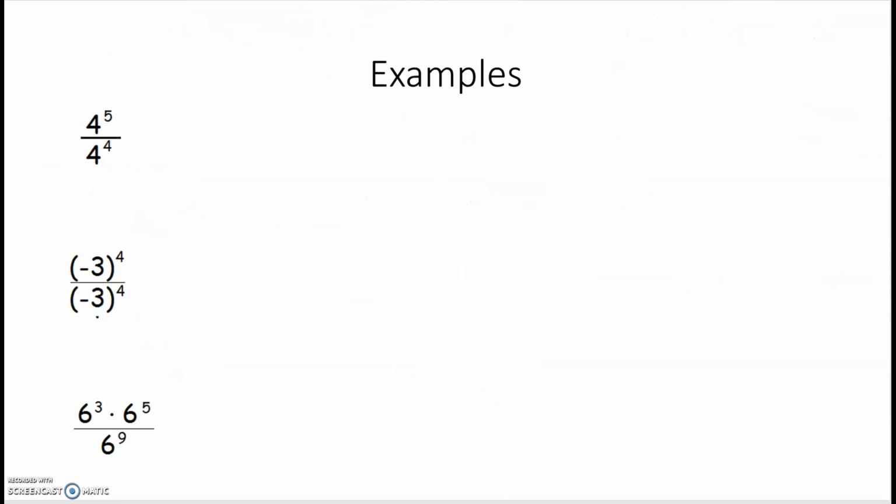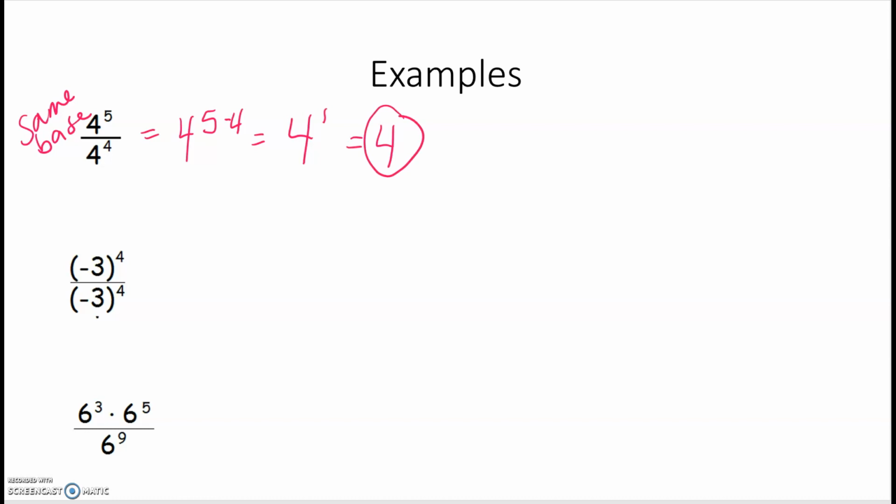Okay, so let's start with a basic one. I've got my bases are both 4. So here I've got the same base. So I know I am subtracting my exponents. So I have 4 to the 5 minus 4th power. And 5 minus 4 is 1. So 4 to the 1st is just 4.